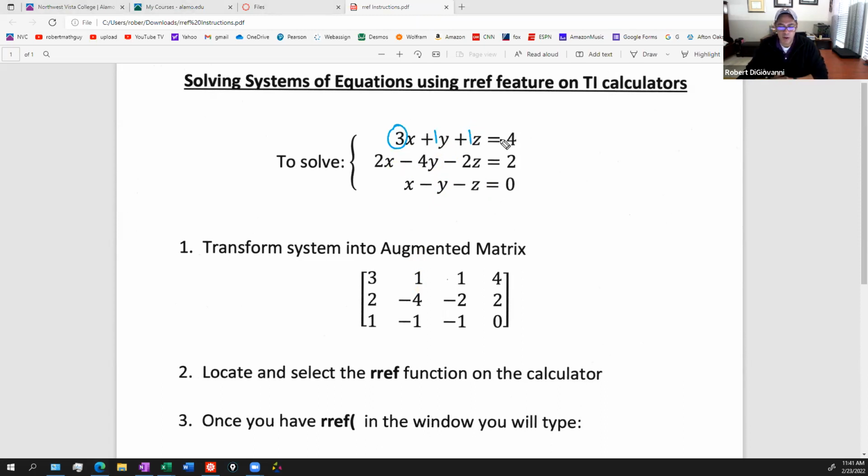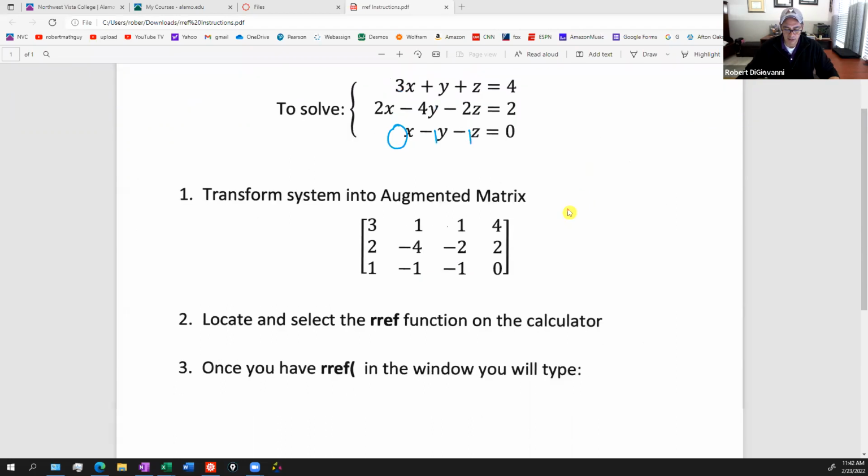Just realize all it is is the coefficients of the system of equations written down: 3, 1, 1, 4. You have to make sure that you're in order, X, Y, Z, and then equals the other side. 4 is the number over here. Then X, Y, Z in order: 2, -4, -2, 2. And then the last one is 1, -1, -1, 0. So you convert your system of equations into what's called an augmented matrix. That kind of makes sense? Go from the system to the augmented matrix.